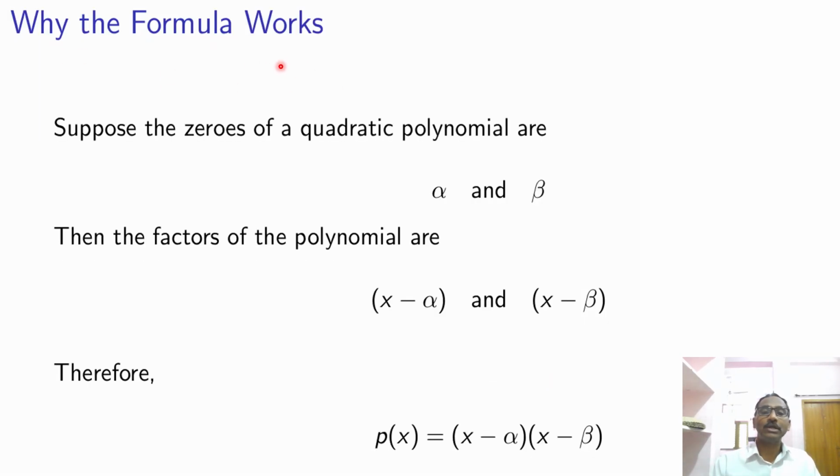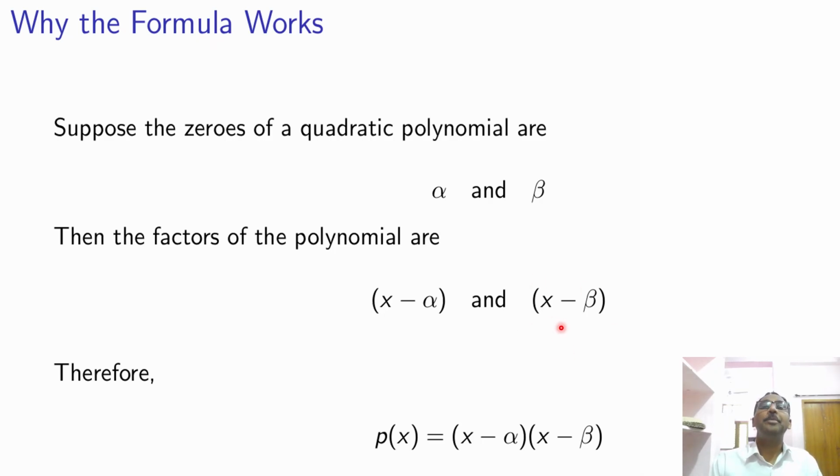Why does this formula work? x square minus sx plus p. Suppose the zeros of a quadratic polynomial are alpha and beta, then the factors of the polynomial are x minus alpha times x minus beta. Therefore, p of x: these are factors, right? x minus alpha is a factor of p of x.